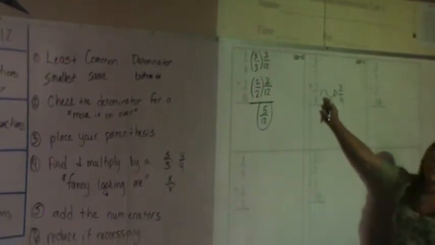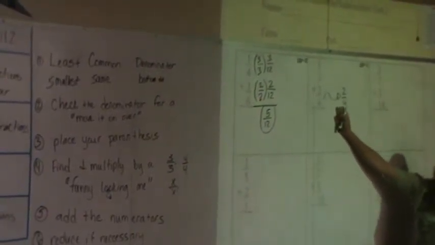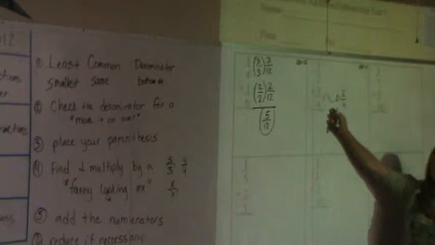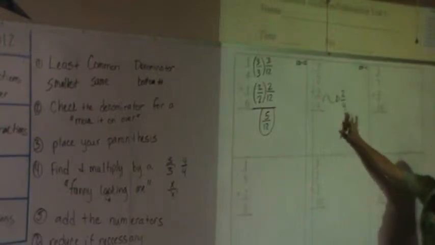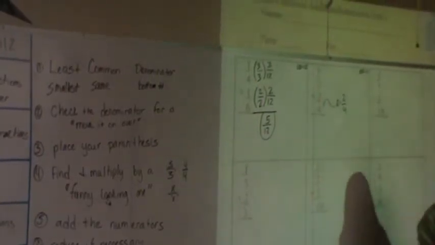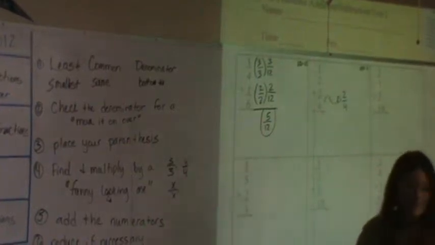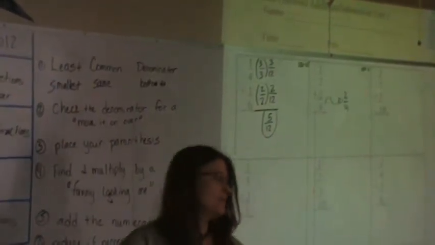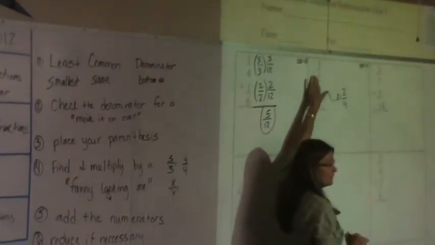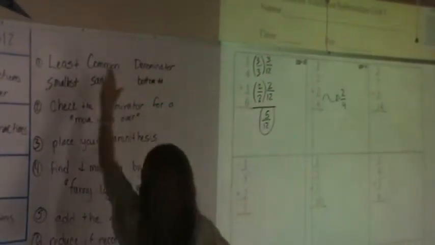So I want you right now drawing an arrow. It doesn't have to be a little curly arrow. If you want a straight arrow, knock yourself out. And you're going to move the fraction over. Okay? We all done with that? Okay, when we check this denominator, is it 4? No. So now we have to go to step number 3.